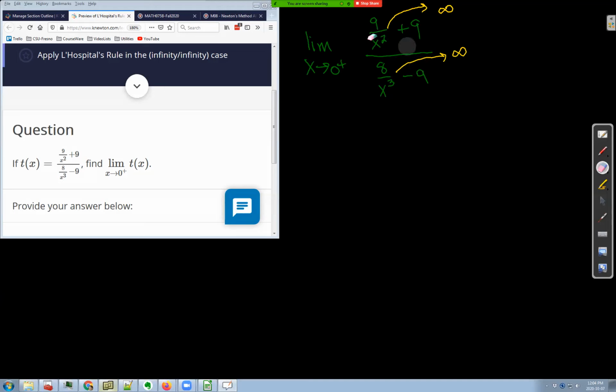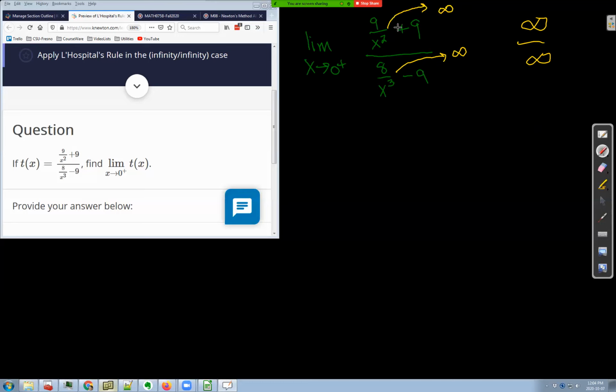So anyway, the point is, what we got here is an indeterminate form. Since the top is going to infinity and the bottom is going to infinity, this is, of the entire fraction, what we call an infinity over infinity indeterminate form. So that means that we can use L'Hopital's rule on this.